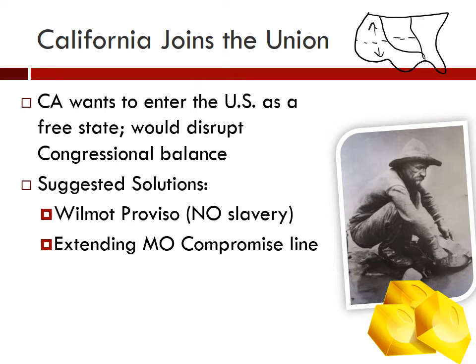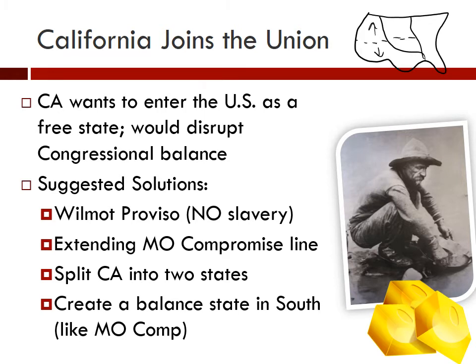California was not down for this because we didn't want to get split, which was one of the other recommendations. Well, hey, to keep the balance, let's split California into two states, the northern half being free, the southern half being slave. And as I said, California, not down for that.